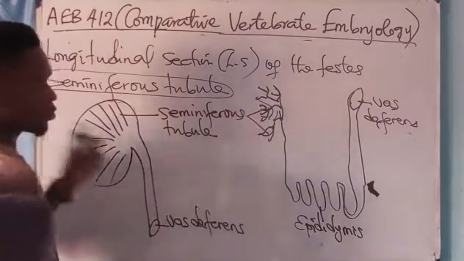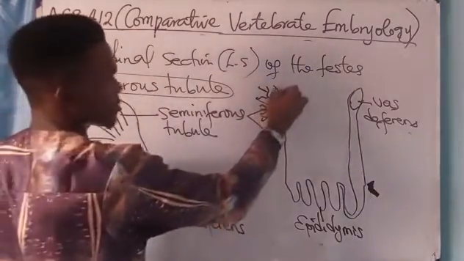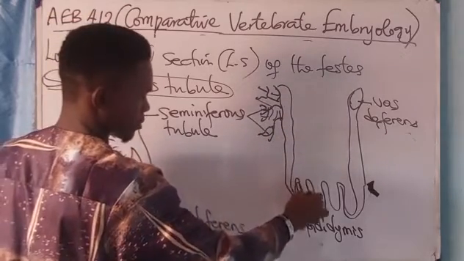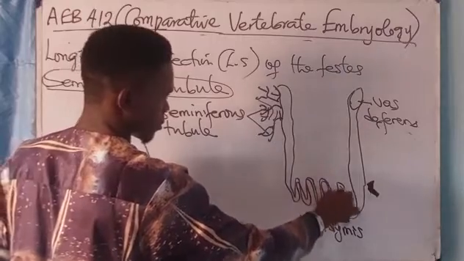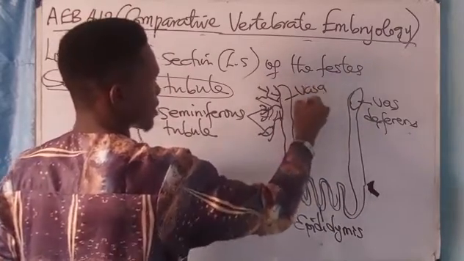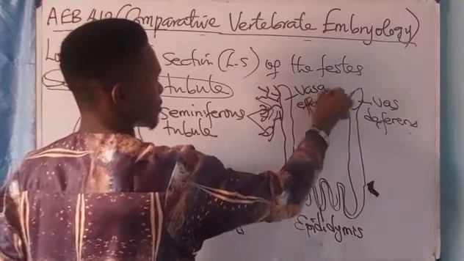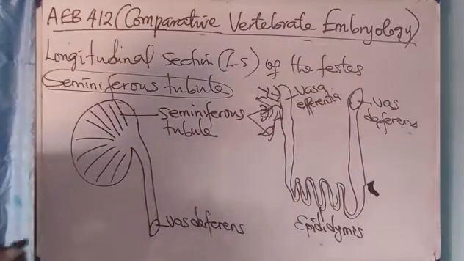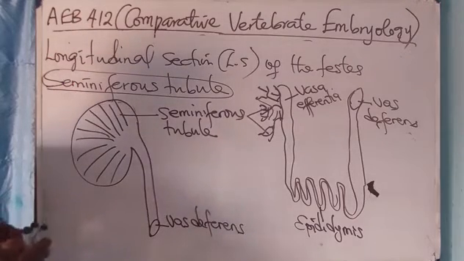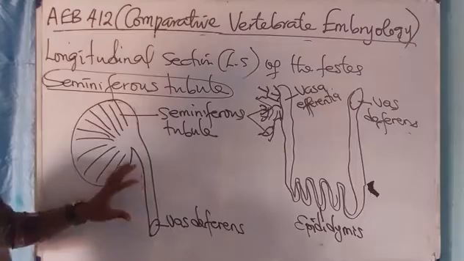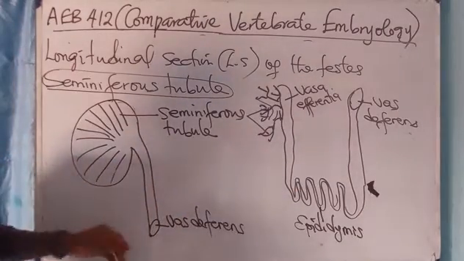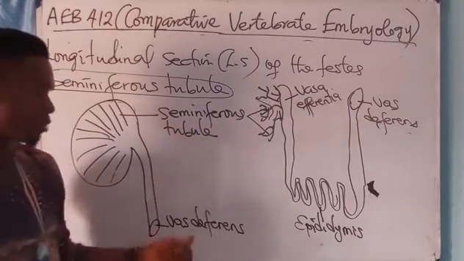Now these thread-like structures are actually the seminiferous tubules. And this part is called the vasa efferentia. So the longitudinal section of the testis will show the seminiferous tubules. Please take note of the diagram, very, very important.